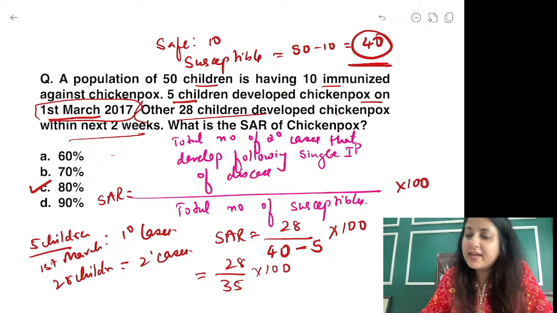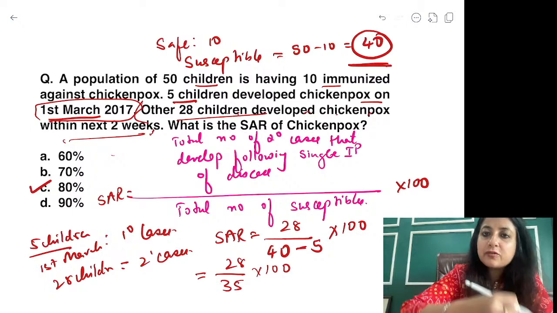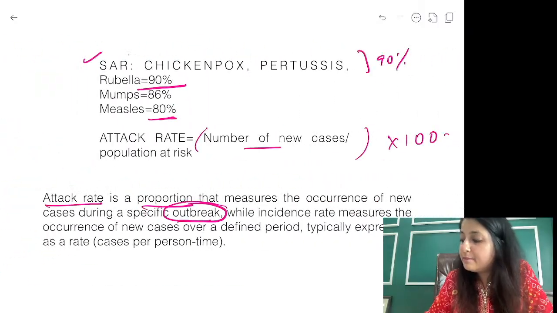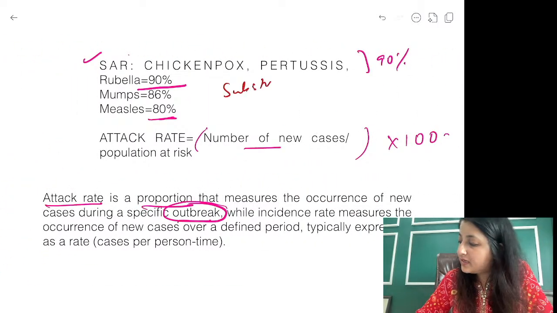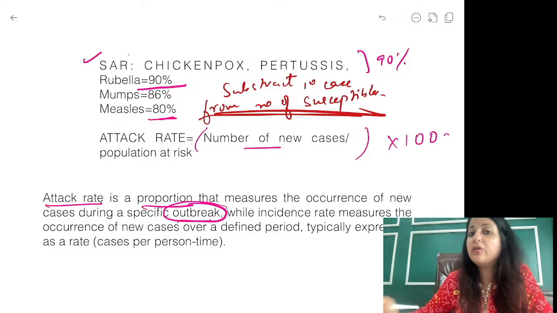1st of March को 5 children developed chickenpox. So they are the primary cases. And other 28 developed in the next 2 weeks. That means they developed on coming in exposure to the primary case. So 28 तुम्हारा क्या है? Secondary case है. Everybody got it? Never forget to subtract the primary case from number of susceptibles. Okay? Please subtract primary case from number of susceptibles. कभी भूलना नहीं. Subtract primary case from number of susceptibles. You cannot forget to do that.